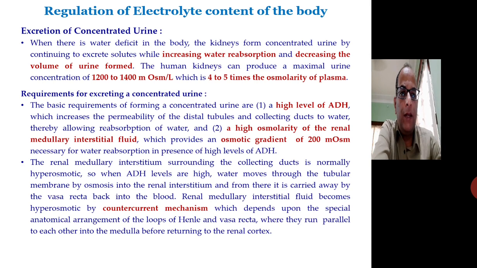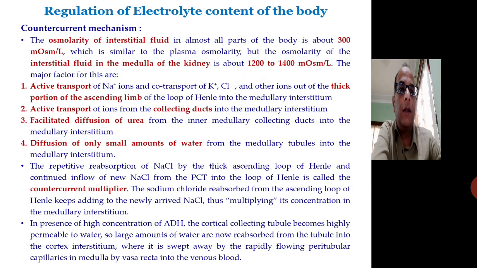The renal medullary interstitium surrounding the collecting duct is normally hyperosmotic, so when ADH levels are high, water moves through the tubular membrane by osmosis into the renal interstitium, and from there it is carried away by the vasa recta into the blood. Renal medullary interstitial fluid becomes hyperosmotic by the counter current mechanism, which depends upon the special anatomical arrangement of the loop of Henle and vasa recta, when they run parallel to each other into the medulla before returning to the renal cortex.